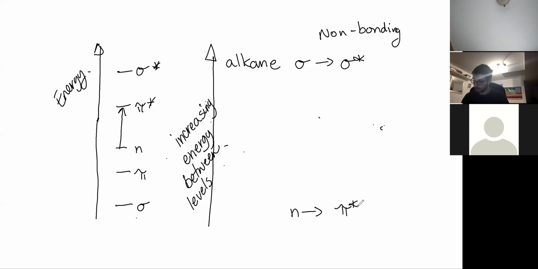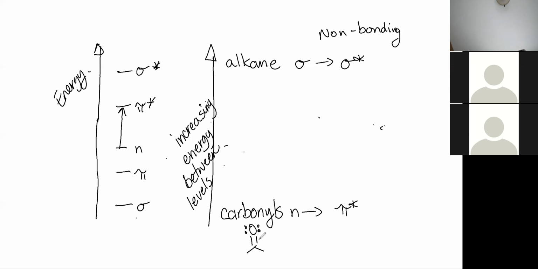And the group which would have this type of transition, so we need a lone pair and we need a pi bond of some type. And so the most obvious one would be carbonyls, because a carbonyl has got lone pairs and it's got a pi bond. So this would be the lowest energy transition. The next lowest energy would be n to sigma star.